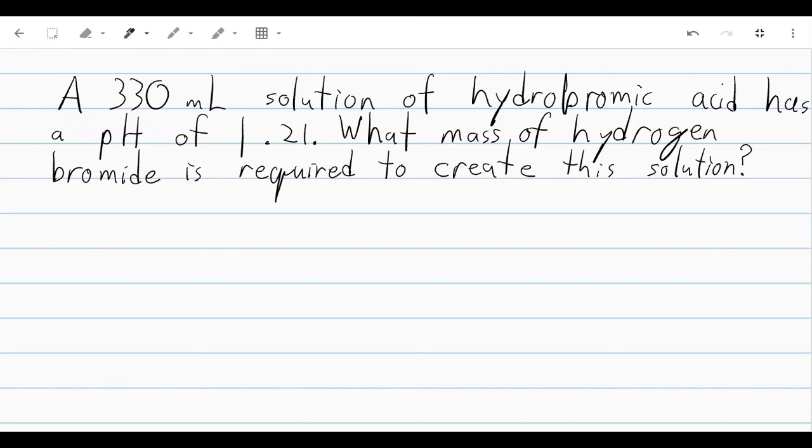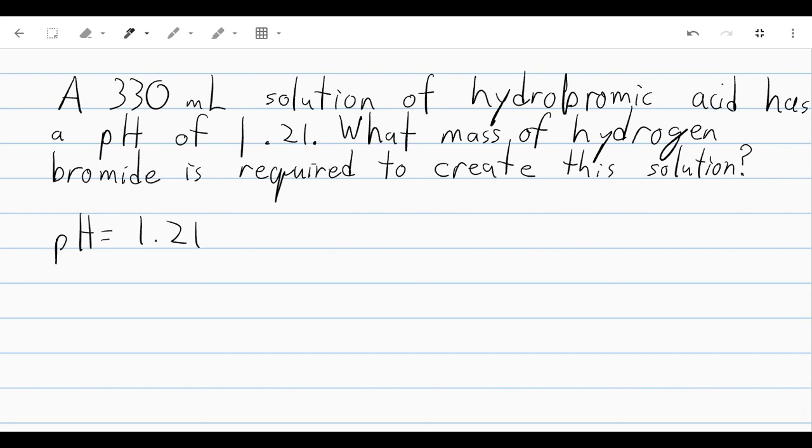In this problem, we have a 330 milliliter solution of hydrobromic acid with a pH of 1.21. We want to know what the mass of hydrogen bromide used to create the solution was. So here we're going to have to do some pH calculations. We are told that the pH of the solution is going to be equal to 1.21.